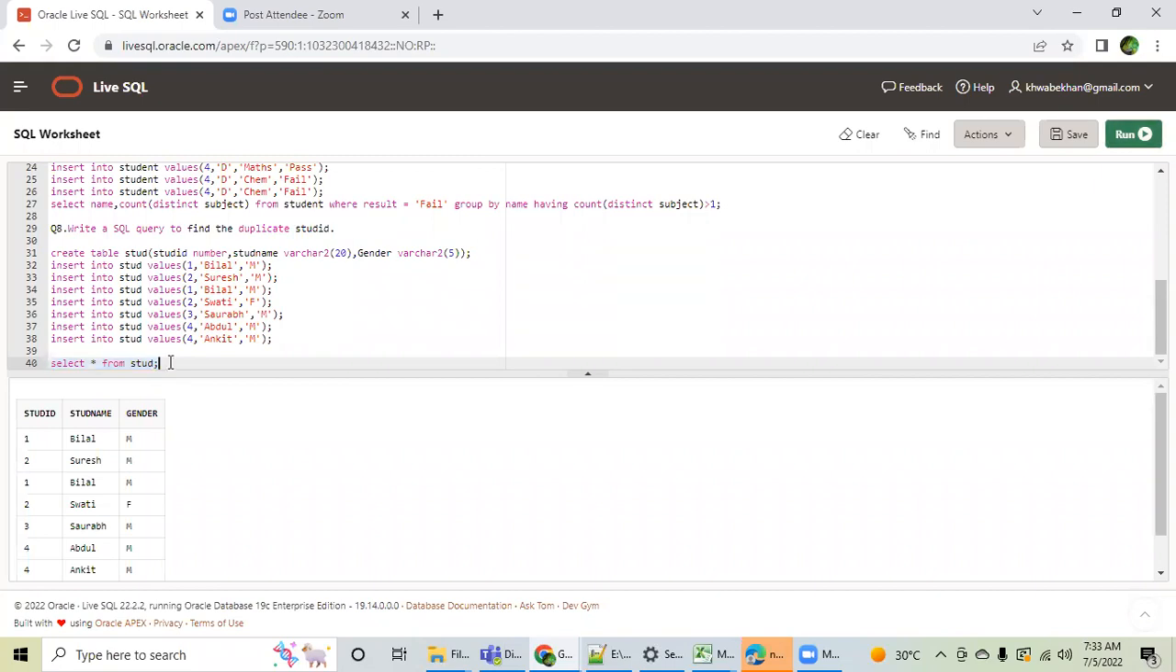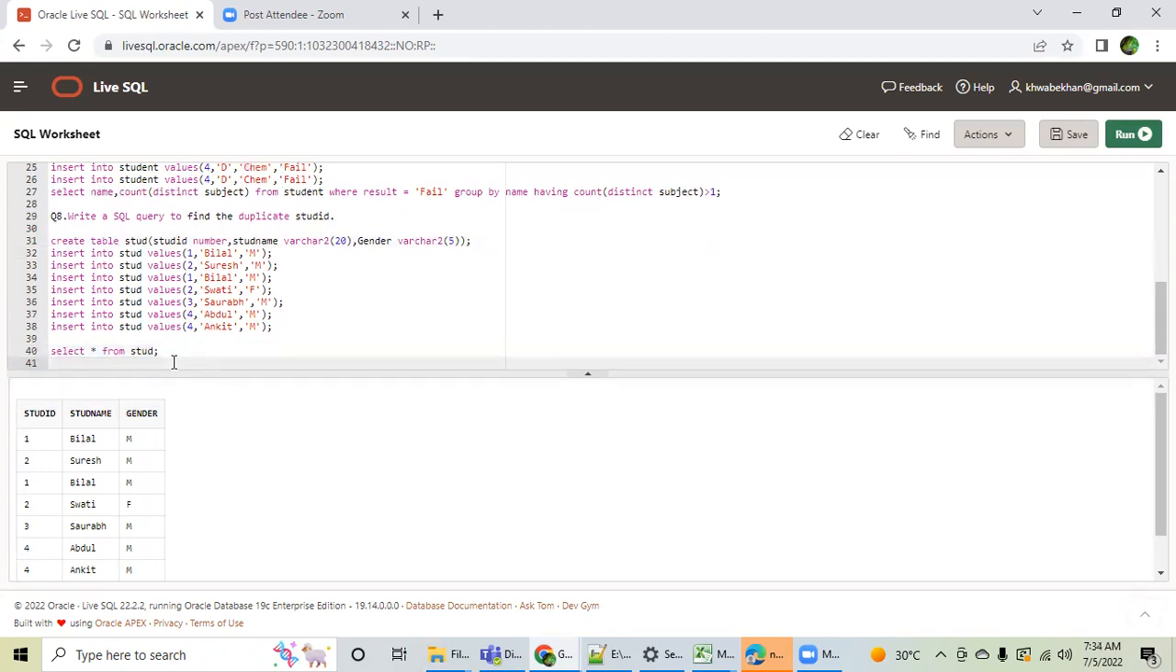I will tell you why that is wrong. So this is your student table and these are the IDs, and you have to write a query to find the duplicate student ID. I think you have written this query: select student ID, comma, count of student ID, no?